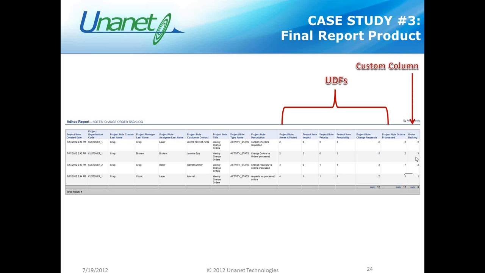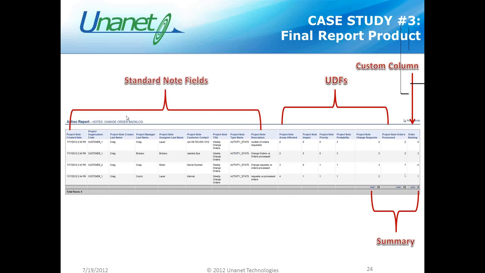You'll then find here our custom column, order backlog. You'll notice that this is now automatically calculating the variance between change requests and orders processed. Very simple. 5 minus 2 is 3. 3 orders remain in the backlog for that week. We also have here our summary function. This summarizes the number of change requests, orders, and backlog items. And finally, our standard note fields. Again, using your report columns options, you can make this report as long or as simple as you wish.